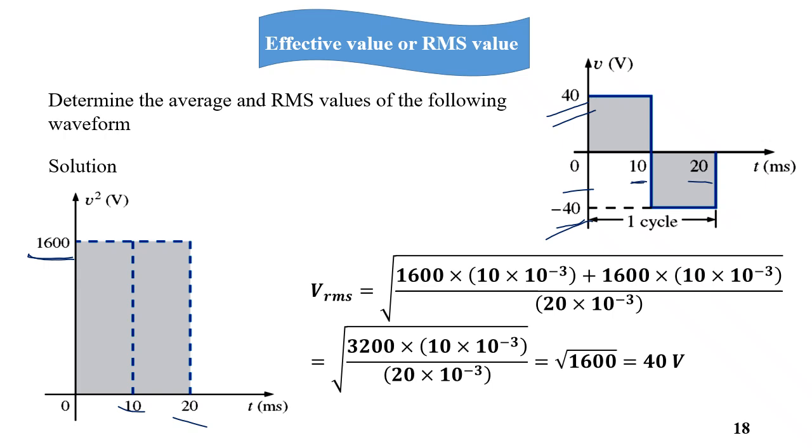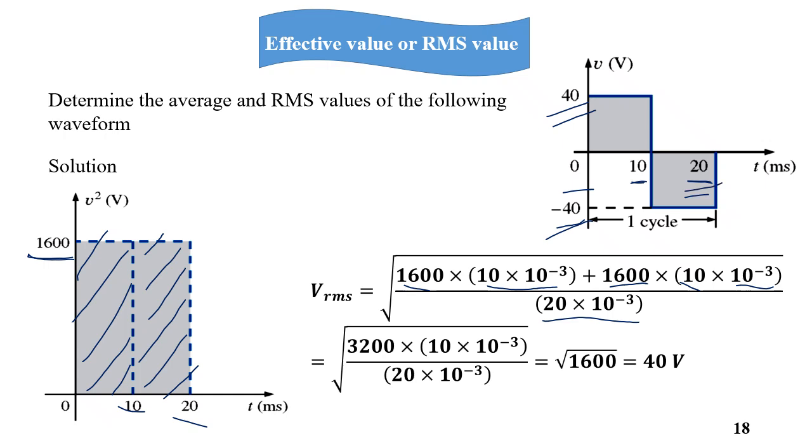We can divide the area into two areas, or we can get one area. The first area is 1600 times 10 milliseconds, or 10 times 10 power negative 3, and the second area is 1600 times also 10 milliseconds, 10 times 10 power negative 3. Then we divide by the periodic time, which is 20 milliseconds, 20 times 10 power negative 3. Then we take the root.